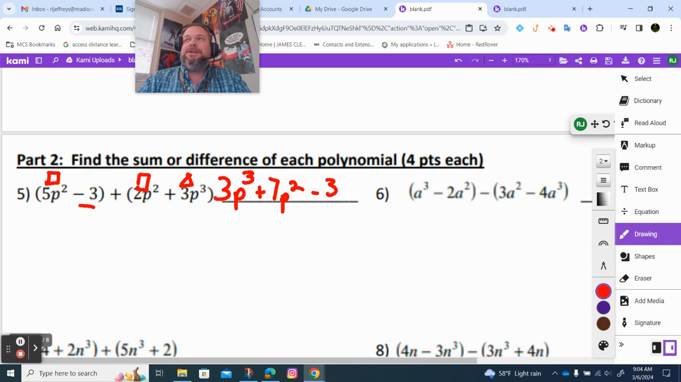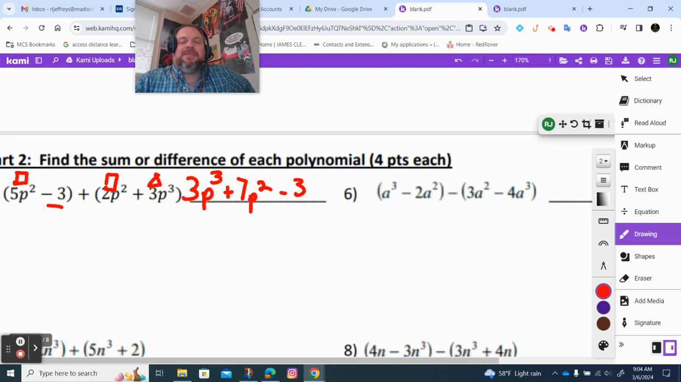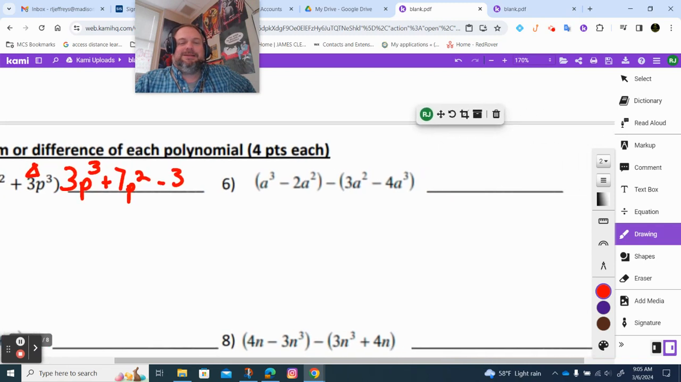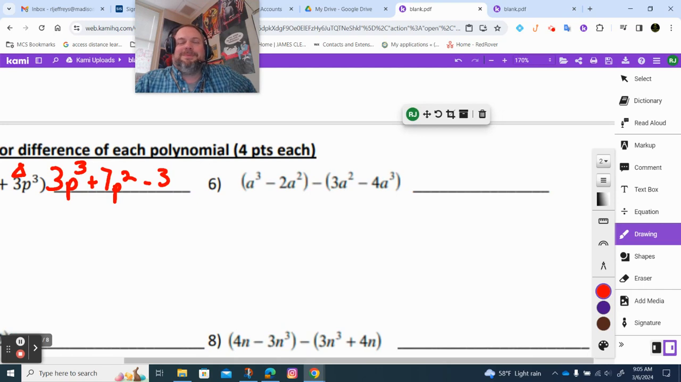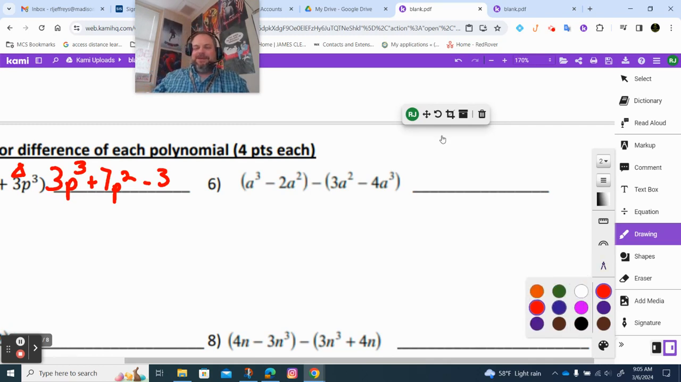So you overcomplicated it? There is a time to overthink. My tests are not those times. PTSD from test. Okay. All right. I'm going to leave that there.